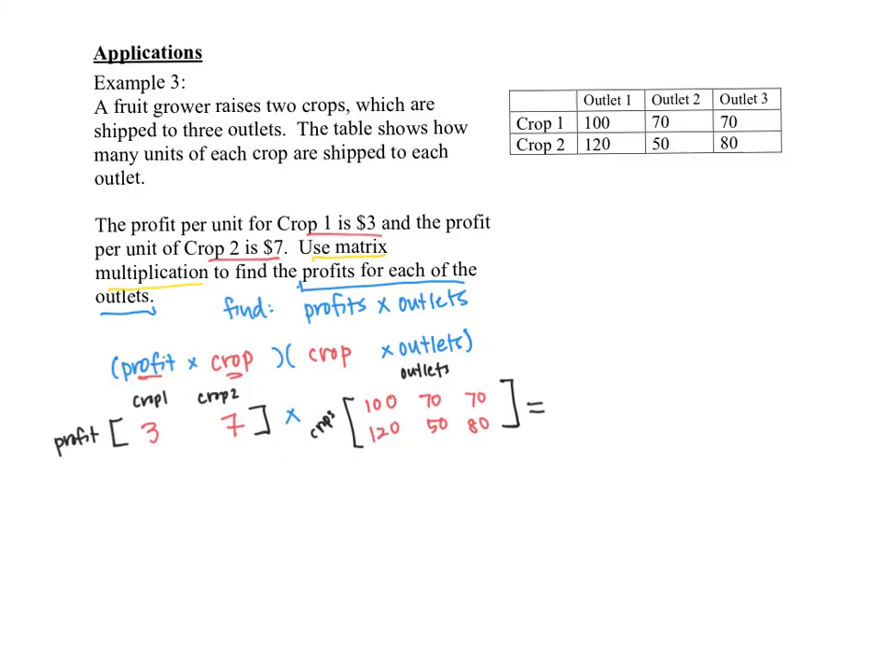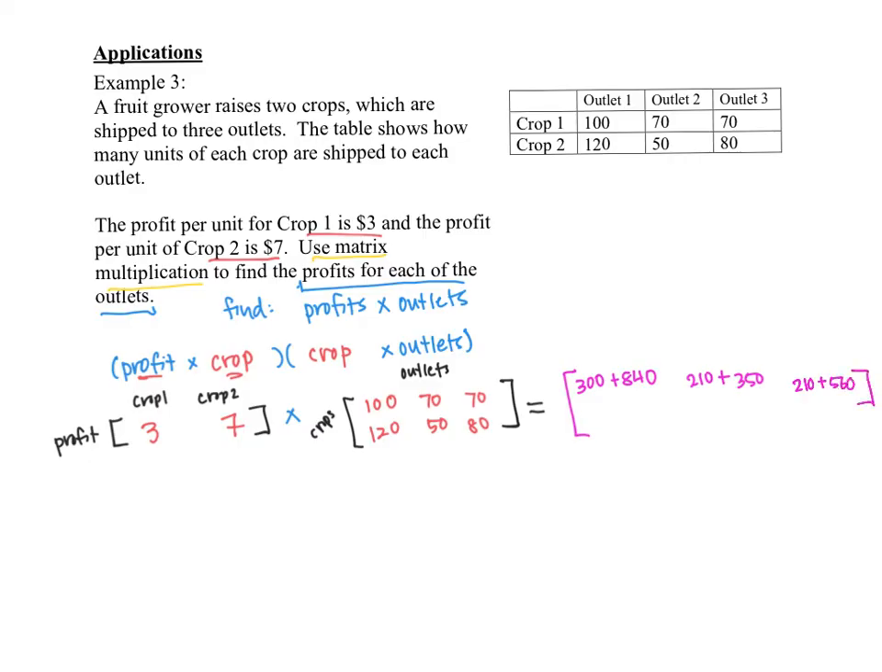Okay, and yes, you're going to show me that one little step. Okay, so row 1, column 1. 300 plus 7 times 120, 840. Okay, now I have row 1, column 2. 3 times 70, 210 plus 7 times 50, 350. Row 1, column 3. 3 times 70 is 210. 7 times 80 is 560.